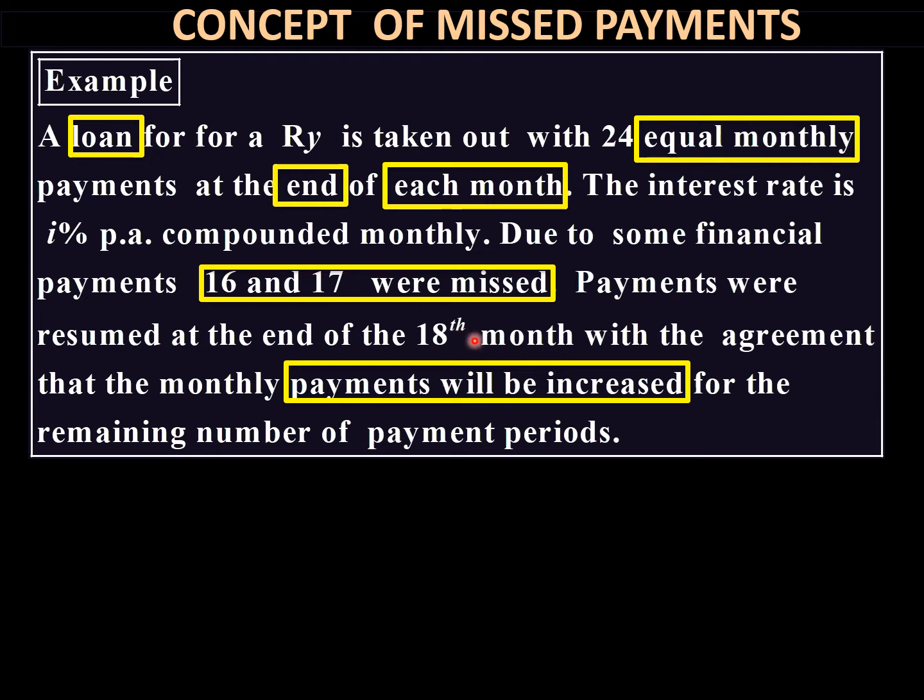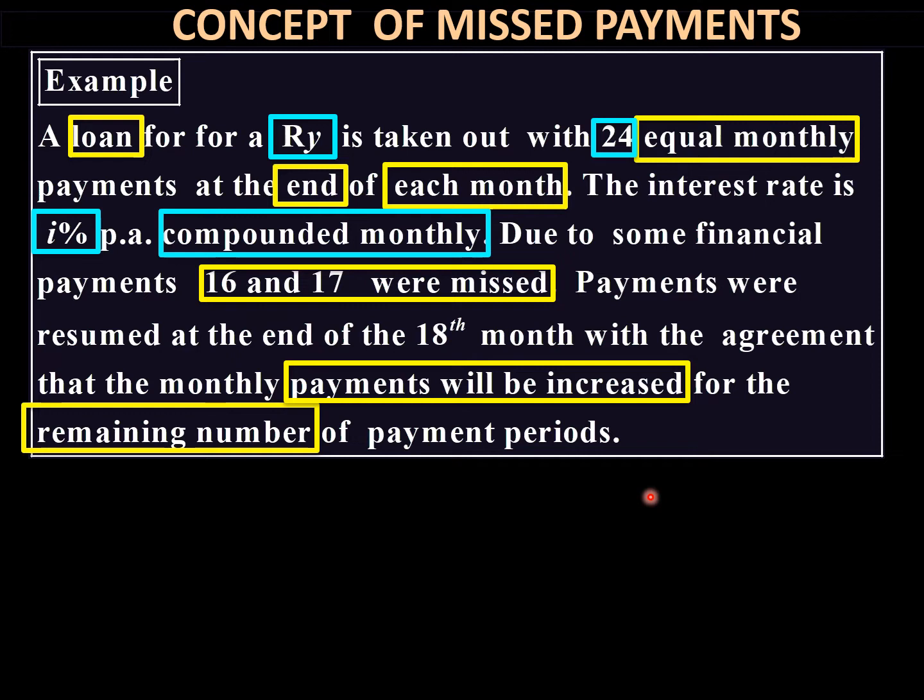But the agreement now is that you've missed those 2 payments, and you agree to repay such that your monthly payments will be increased for the remaining number of periods. In other words, you're not going to go up to 26. You still want to stick to your 24-month agreement, but now it's going to be for the remaining number. So we'll have to calculate the remaining number of payment periods. That is the amount of the loan, there's 24 payments, the interest is I, and it's compounded monthly. At the end of the 18th month, you start making your payments again after missing.